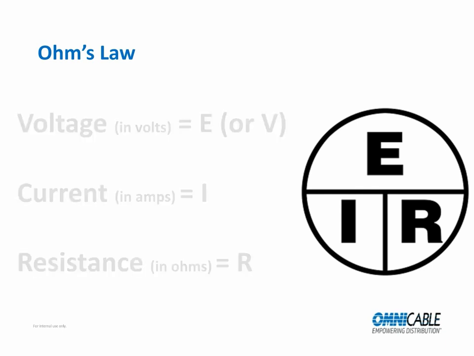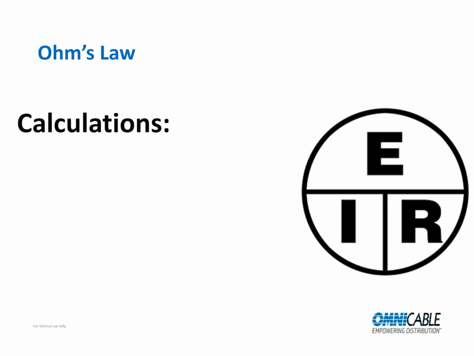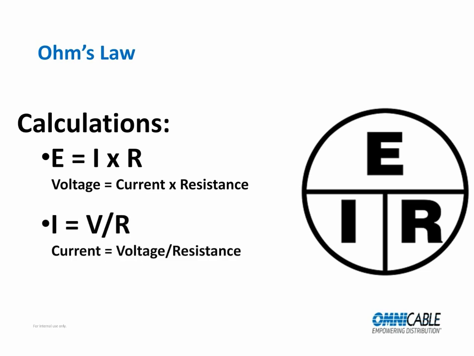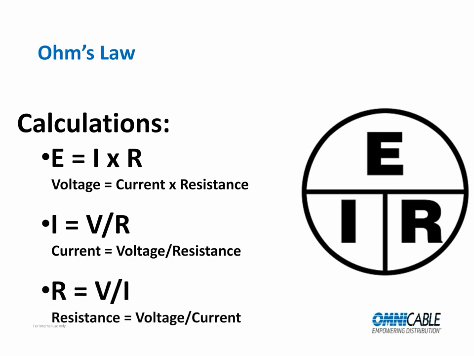Ohm's law can be described in 3 different equations. Voltage equals current times resistance. The formula is often expressed as shown in the image, where E equals voltage, I equals current, and R equals resistance. The formula can be rearranged a couple of other ways. Current equals voltage divided by resistance, or resistance equals voltage divided by current.